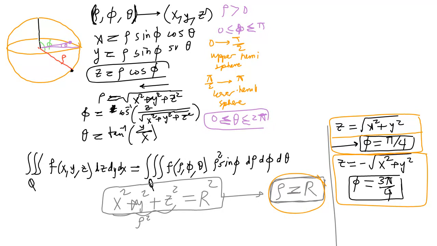And remember, phi from 0 to pi, and rho can be any positive number. So let's go back to the question that we had in cylindrical coordinates. I want to solve this question using cylindrical and spherical coordinates.